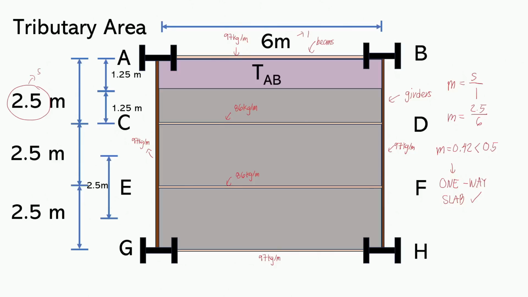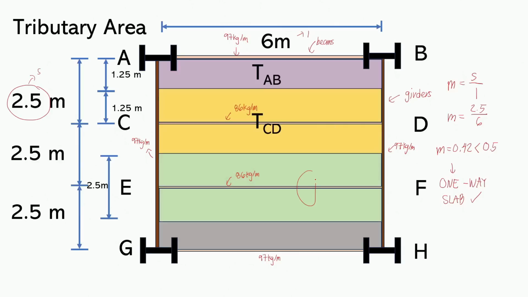So, dalawang half ng slab yung kinakarry niyan. So, itong naka yellow-orange, this will be the tributary area of beam CD. And then, itong naka-green will be the tributary area of beam EF. And then, finally, this remaining portion will be the tributary area of beam GH. And so, ito yan, tributary area of EH.